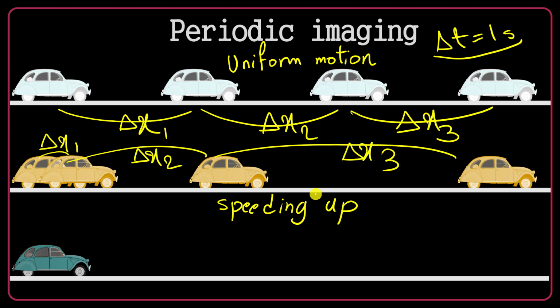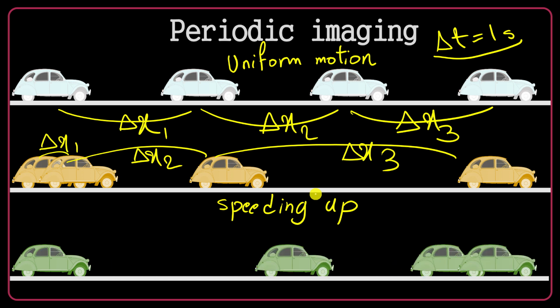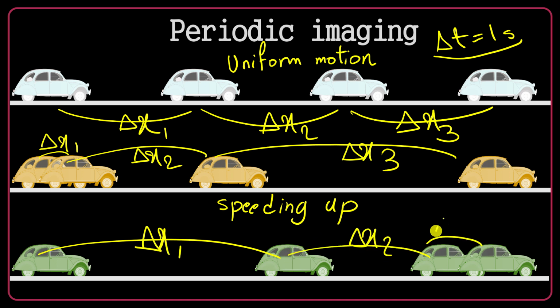The last one again has a different behavior. At the beginning, it's very fast, and then it's getting slower, and finally it stops. So delta x1 is the largest, delta x2 is smaller, and delta x3 is the smallest. This type of motion is called a slowing down motion.